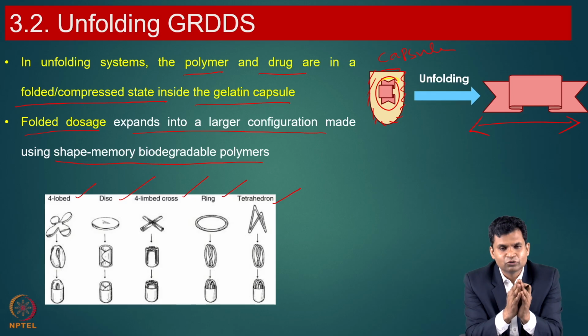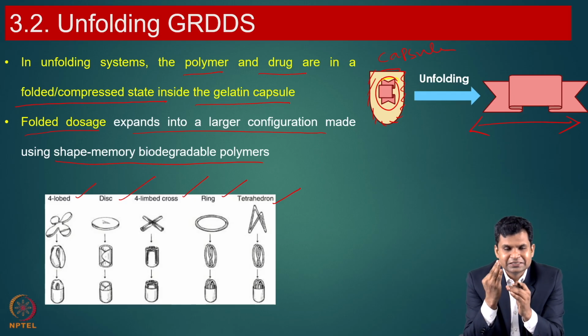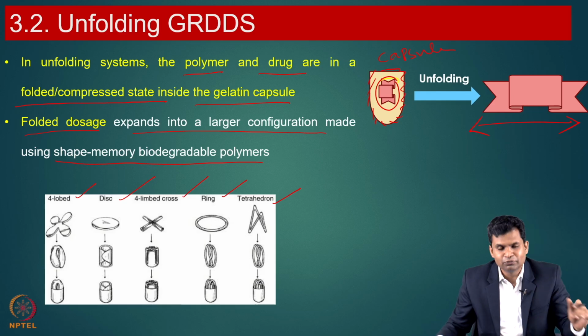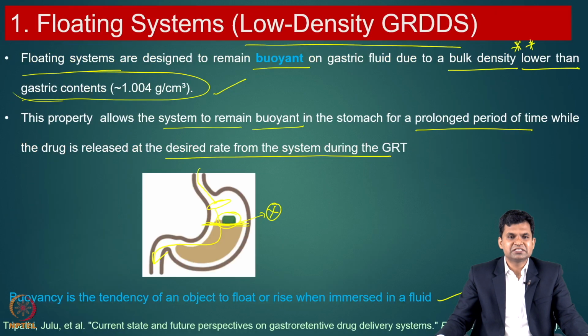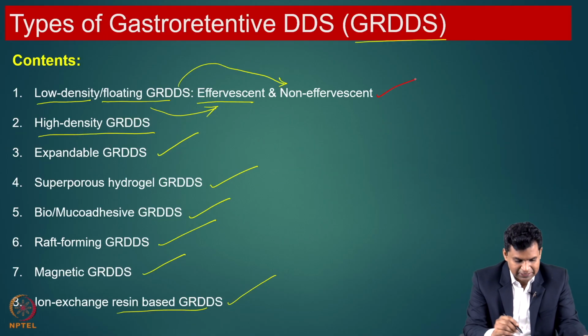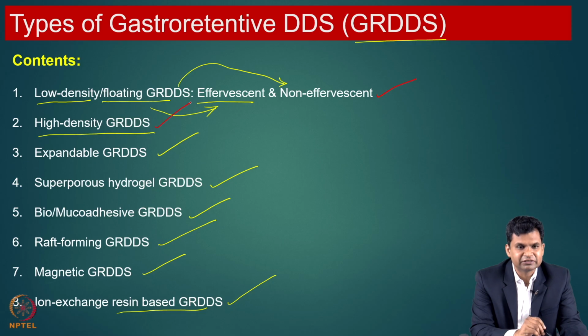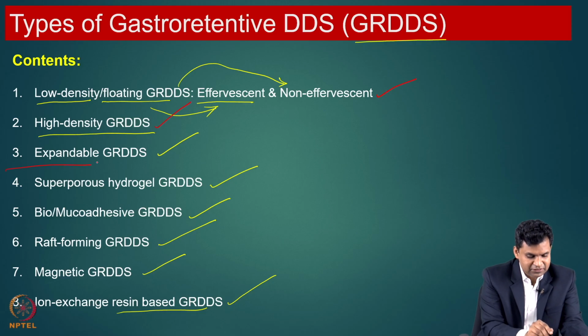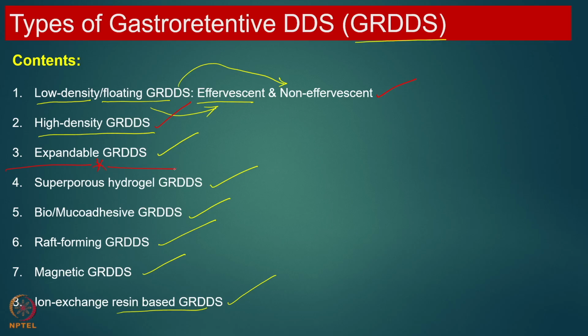So, with this we are going to stop today's lecture. So far we have discussed 3 types of formulations: first, low density gastroretentive drug delivery systems, then high density gastroretentive drug delivery systems, then expandable gastroretentive drug delivery systems, and with this we are going to stop today's lecture. In our upcoming class we are going to discuss the other types of gastroretentive drug delivery systems. Thank you so much.